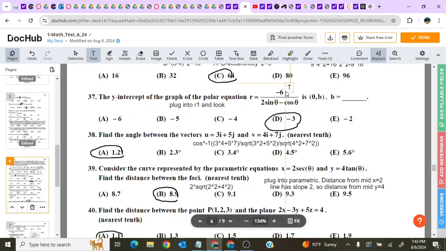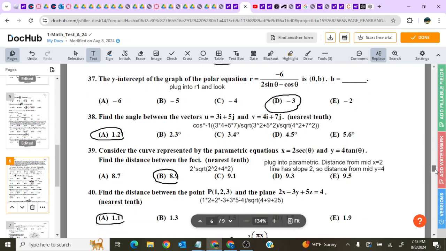38, find the angle between vectors. The angle between vectors is basically equivalent to the dot product over the product of the magnitudes of these two vectors. In other words, 3 times 4 plus 5 times 7 over the square root of 3 squared plus 5 squared, over the square root of 4 squared plus 7 squared. And then you have to take cosine inverse of that. And if you do that, you'll get a value of 1.2.